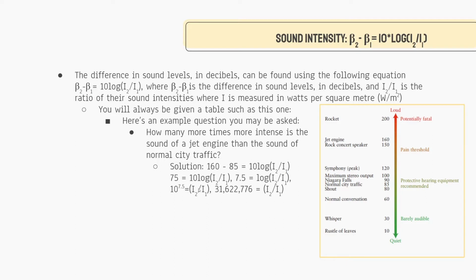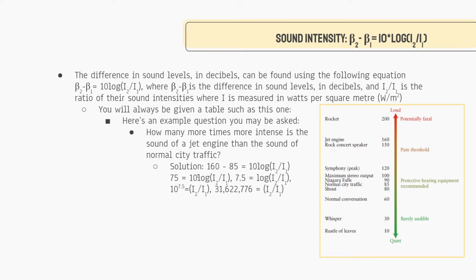So let's do that. Substituting these values in, we get 160 minus 85 is equal to 10 times log of the ratios. So then 160 minus 85 is 75. 75 divided by 10 is 7.5, and then we have log of the ratios again. Rewriting this in exponential form, we get 10 to the power 7.5 is equal to the ratios.